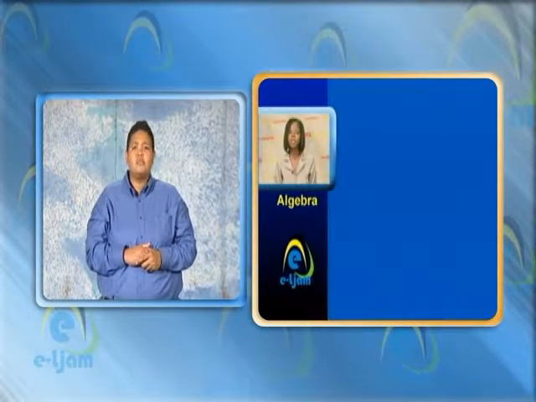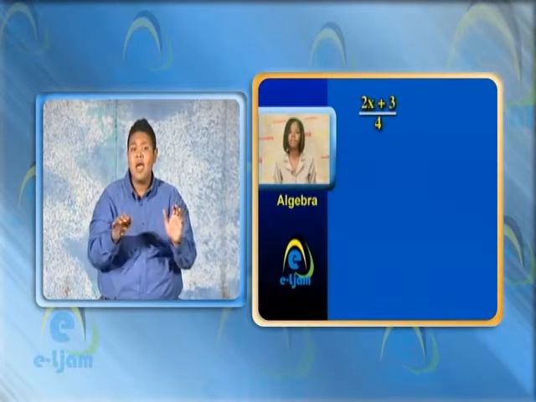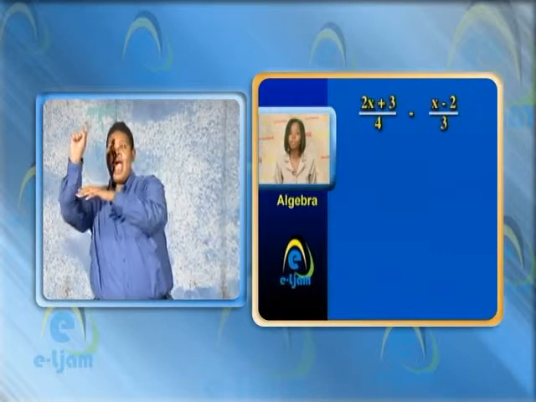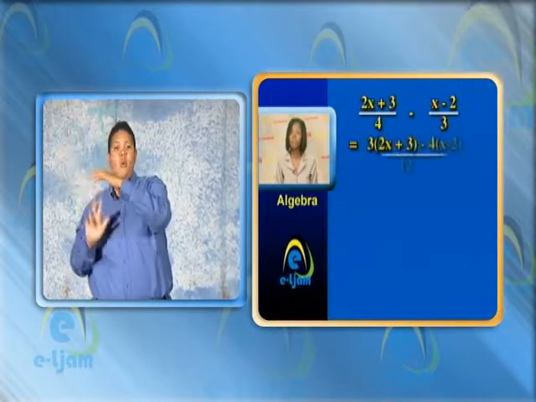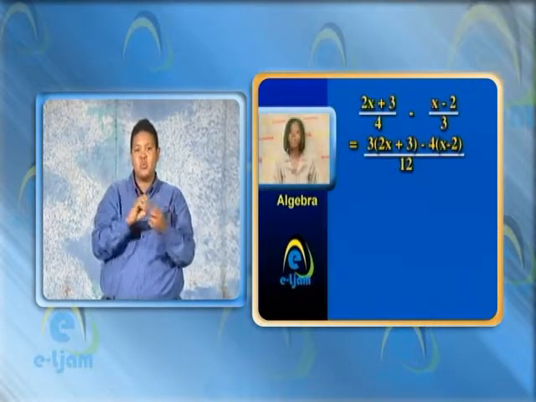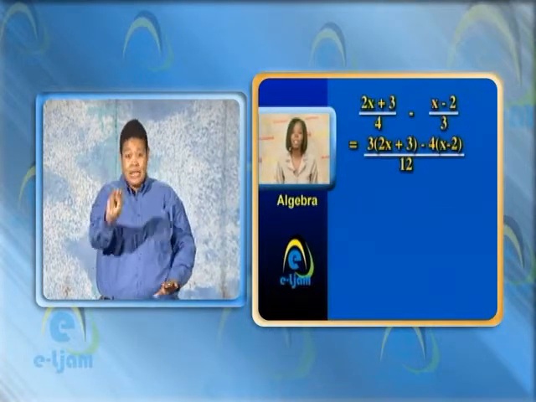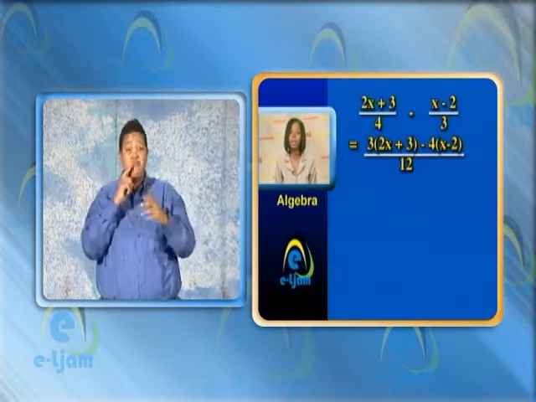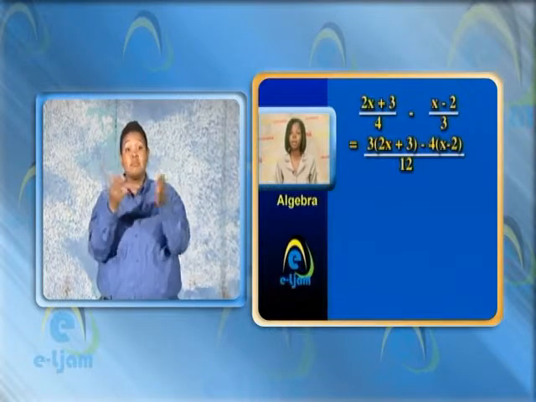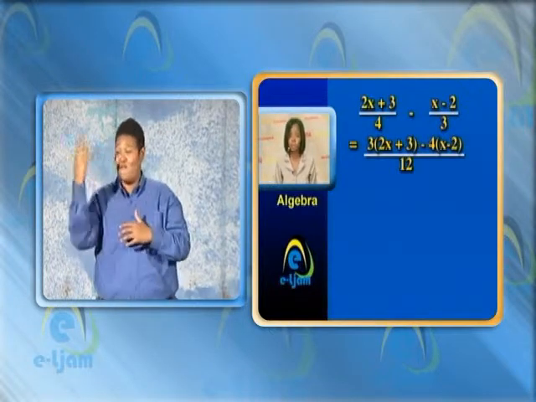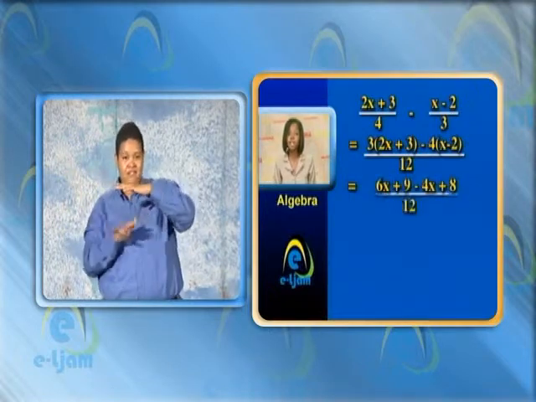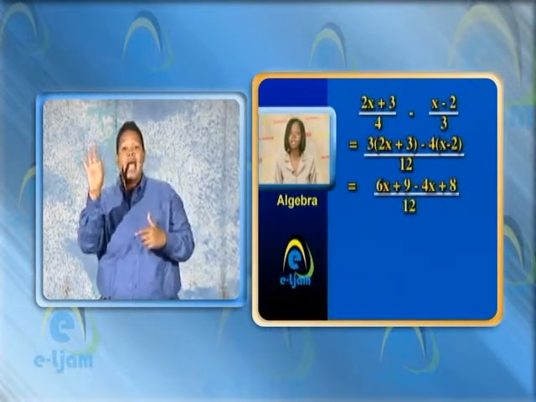How would you simplify an expression like (2x + 3) over 4 minus (x - 2) over 3? Again, we find the LCM, which in this case is 12. Then we divide the LCM by each of the denominators and multiply the numerators. 3 times (2x + 3) minus 4 times (x - 2), all over 12. This is equal to 6x + 9 - 4x + 8 over 12.